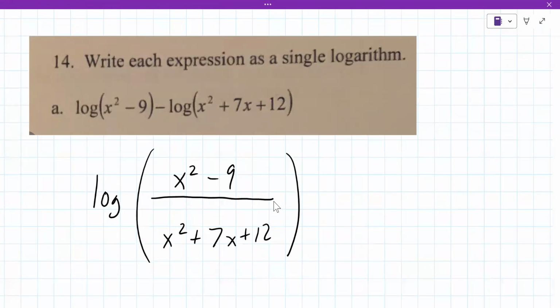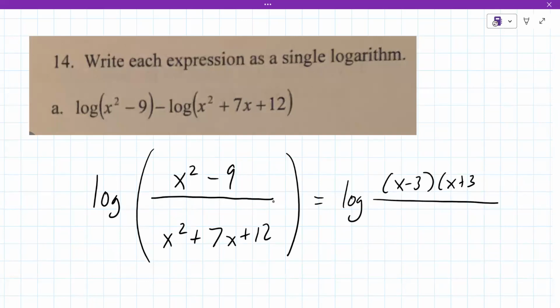Okay, now the next step here, I haven't seen one of these in a while, is you have to factor the numerator and the denominator. All right, so the top one is difference of squares. That's x minus 3, x plus 3. The bottom, you're trying to find two numbers that multiply to 12 but add to 7. 3 and 4. So x plus 3, x plus 4.